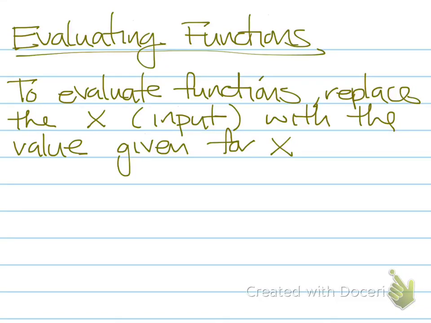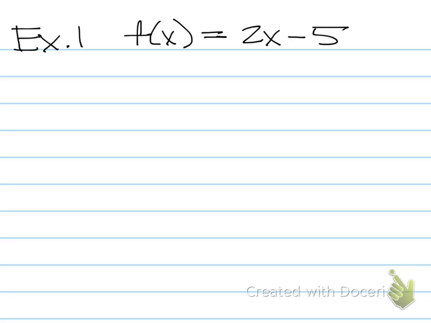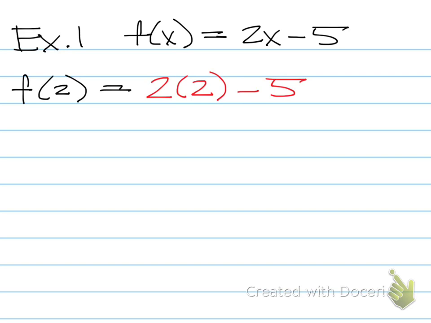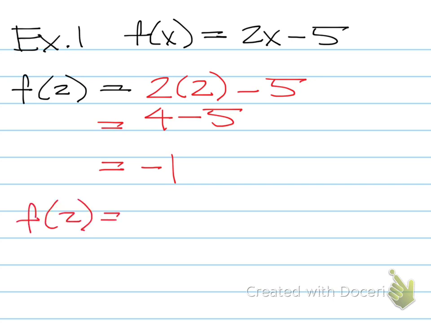All right, this lesson is on evaluating functions. To evaluate a function, you simply replace the x, or the input, with the value given for x and then solve. So for the function 2x minus 5, we want to find out what the value of f of 2 is. So we replace the x in the function with a 2 and then evaluate. 2 times 2 is 4. 4 minus 5 is negative 1. So f of 2 is negative 1.